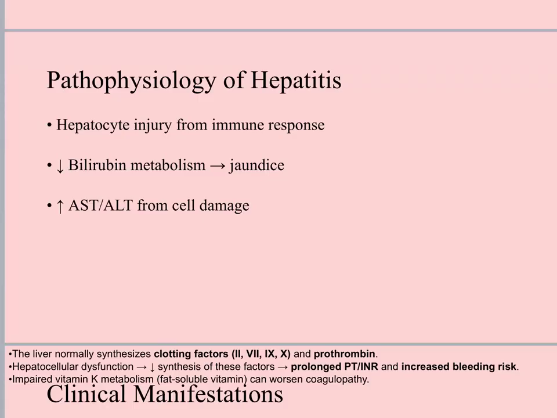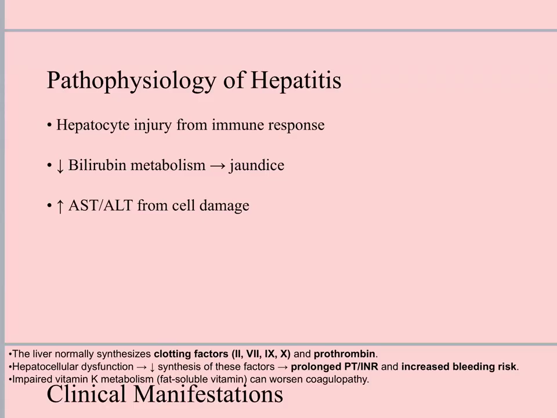AST stands for aspartate aminotransferase, and ALT stands for alanine aminotransferase. And they are enzymes, and they normally are in a hepatocyte. But when a hepatocyte dies, then those enzymes leak out into the bloodstream where they shouldn't be.